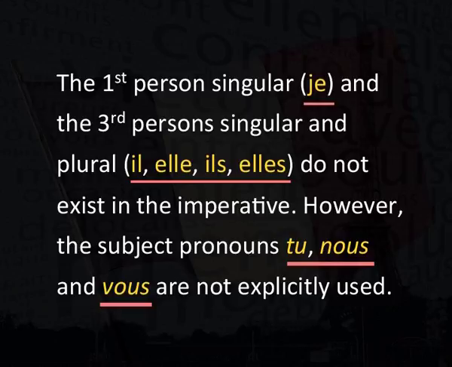Let me repeat. The first person singular, je, and the third person singular and plural, il, elle, ils, and elles, do not exist in the imperative. However, the subject pronouns tu, nous, and vous are not explicitly used.